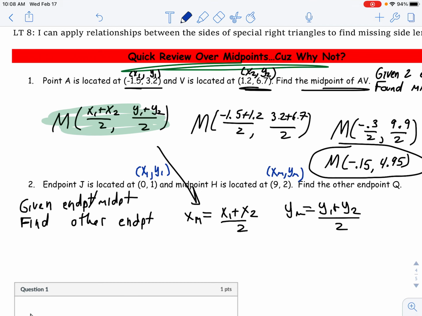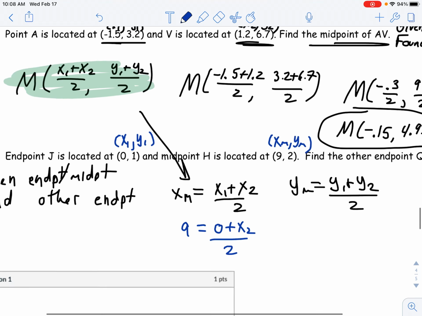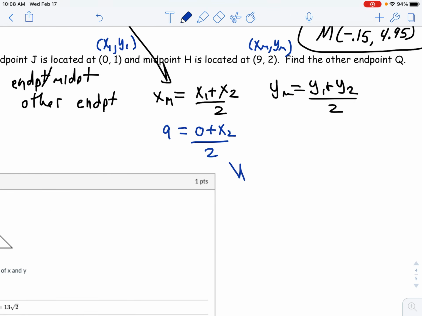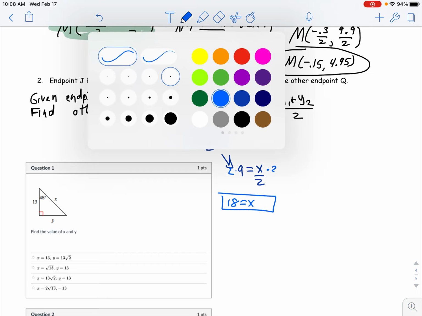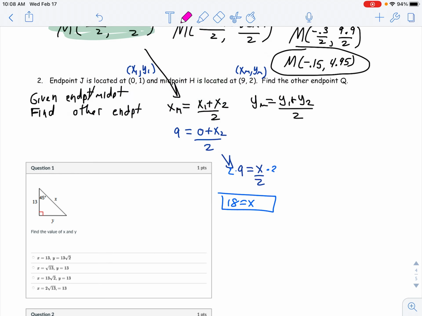Now I need to very carefully plug these things into my formula. So x sub m is 9, x sub 1 was 0, x sub 2 had no point. That's what we're finding. So that's what I set up. Now really from here, just simplify and solve. All right, so I'm going to get 9 equals x sub 2 over 2. Multiply both sides by 2. And 18 equals x. All right. So 18 is the x-coordinate of one of my endpoints.